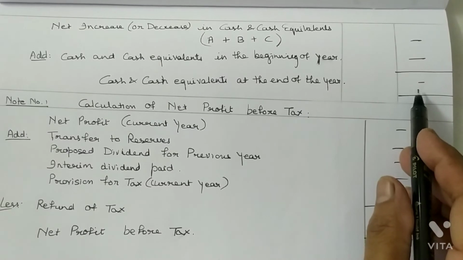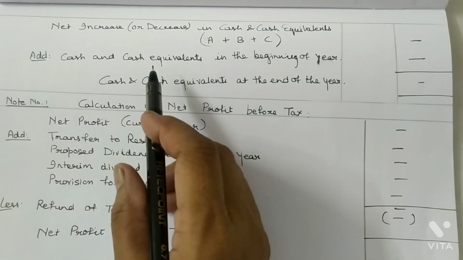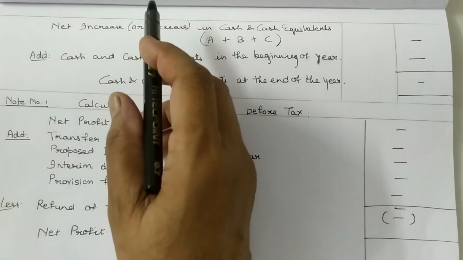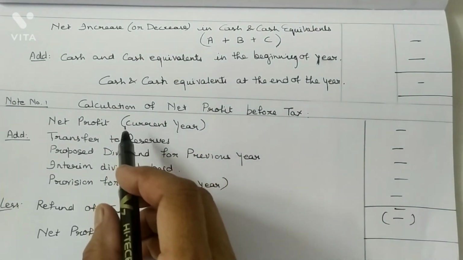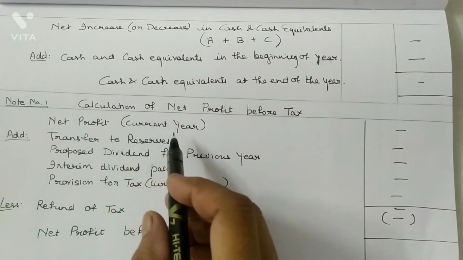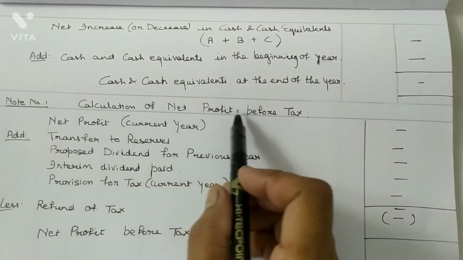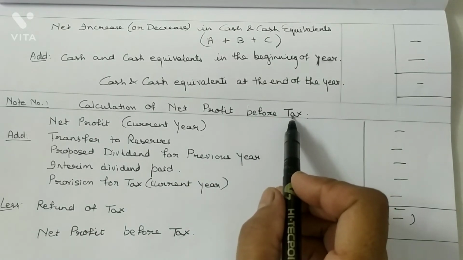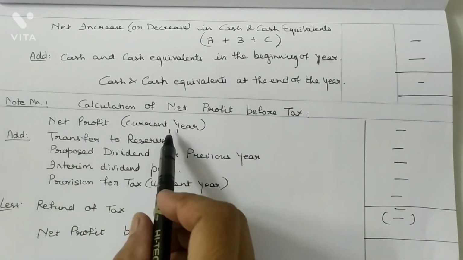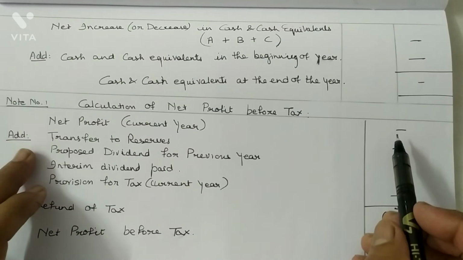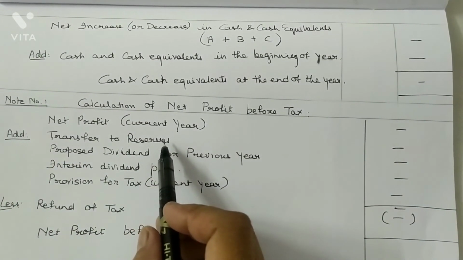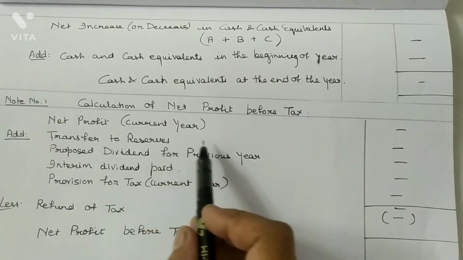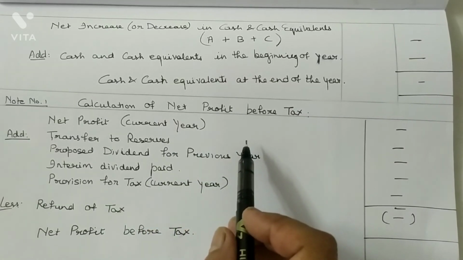As I have already told you, the net profit of the current year we will calculate at the end of this statement. So this is the calculation of net profit before tax. Net profit for the current year you have to take, add transfer to reserves, any type of reserves or profit and loss account, any type of reserve.